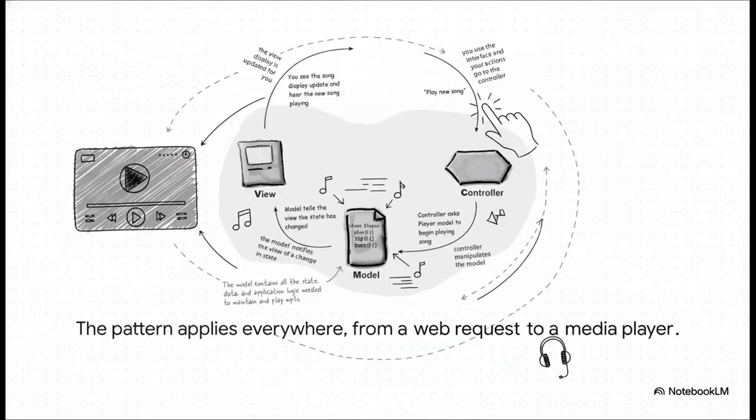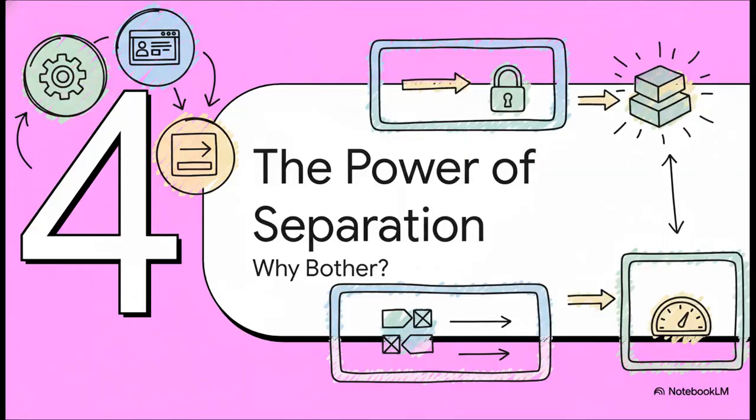And this pattern isn't just for websites, it is everywhere. Think about a media player. When you click the play button, you're interacting with the view. That click gets sent to the controller. The controller then tells the model, hey, we need to update our status from paused to playing. The model then lets the view know, okay, we're playing now, and your screen instantly updates with the new song title and that moving progress bar. See? Same pattern.